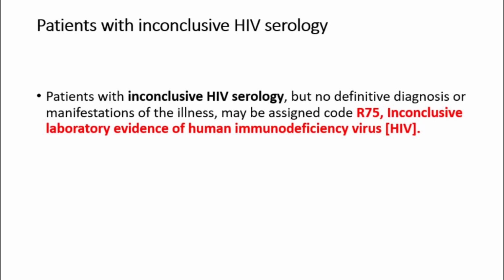Patients with inconclusive HIV serology, but no definitive diagnosis or manifestations of the illness, may be assigned code R75, inconclusive laboratory evidence of human immunodeficiency virus.